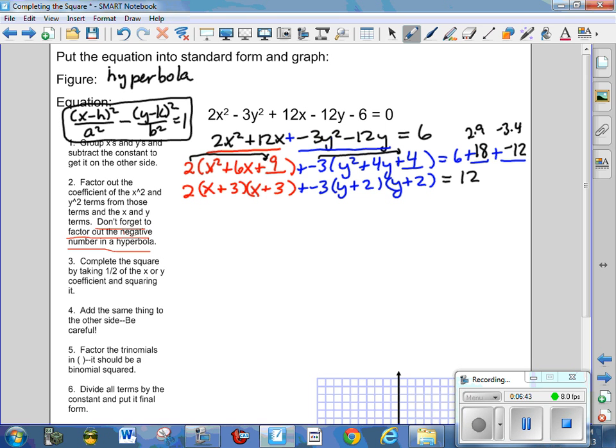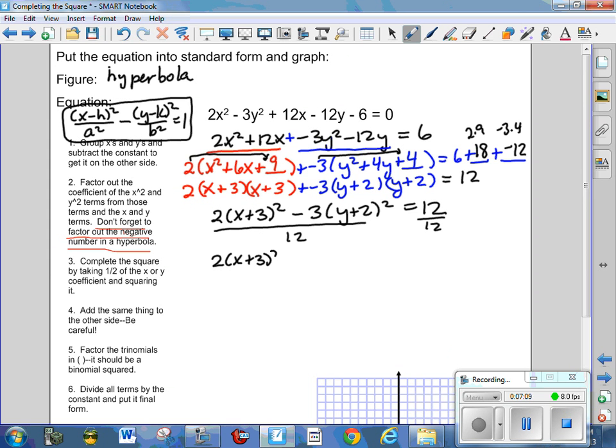So writing this a little more simply, it's 2 times x plus 3 squared minus 3 times y plus 2 squared equals 12. Well, this is looking very promising. Going back to look at our equation that we're headed towards, we just need the right-hand side to be 1. So I'm going to divide everything through by 12, which gives me 2 times x plus 3 squared over 12 minus 3 times y plus 2 squared over 12 equals 1. Am I done? No, because as long as there are coefficients in the numerator, I'm not yet in standard form. I need to do something about this.